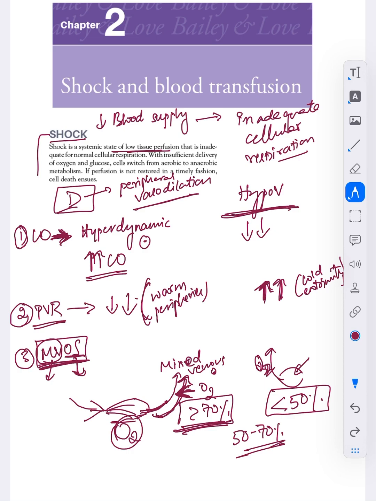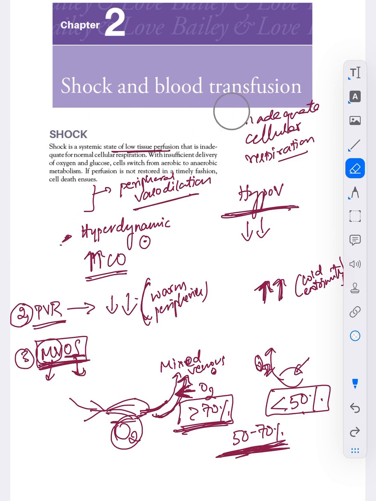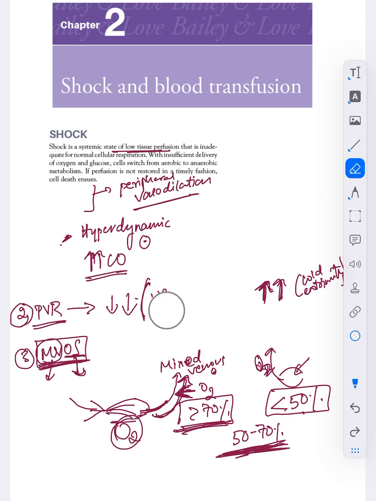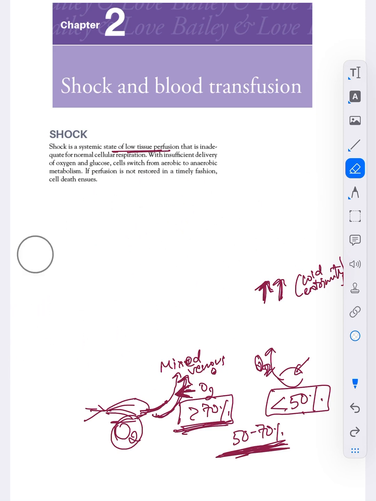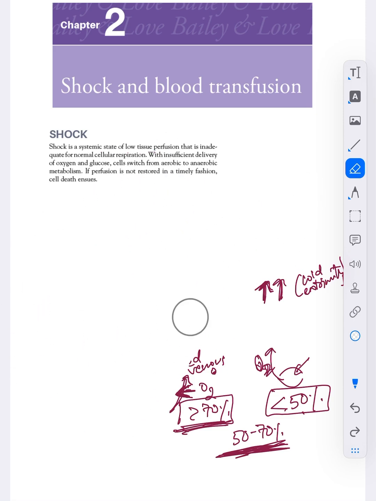Lot of questions are asked from this. They can ask you the normal reference range, they can ask you the type of shock if it is less than 50%, the type of shock if it is more than 70% as well. Okay, now moving on. The hypovolemic shock and the septic shock, these two are the most commonly encountered types of shock in our surgical practice.